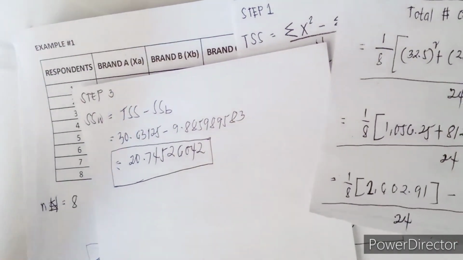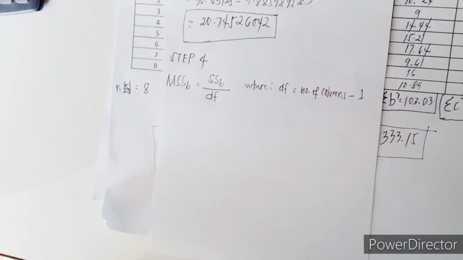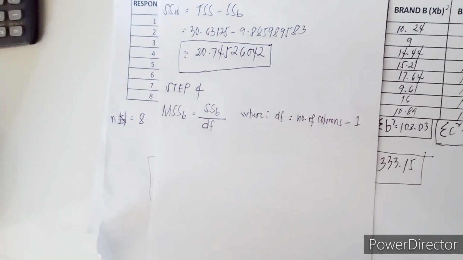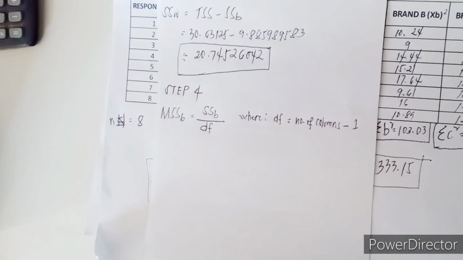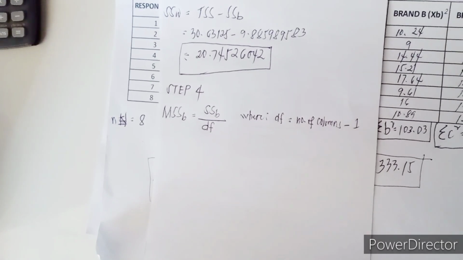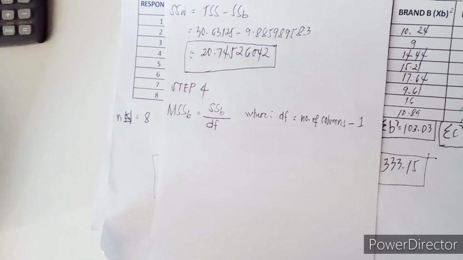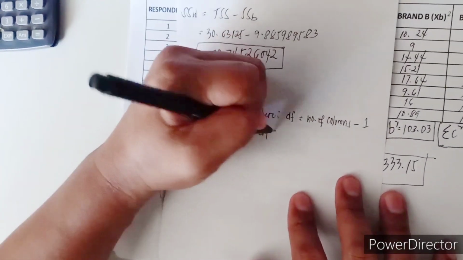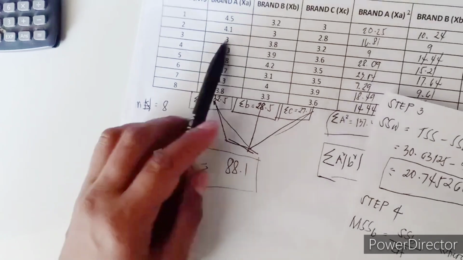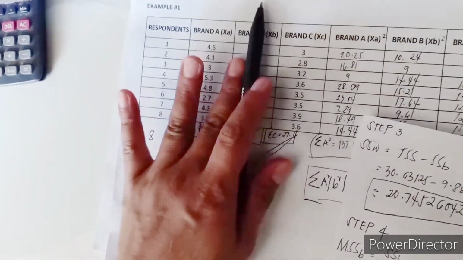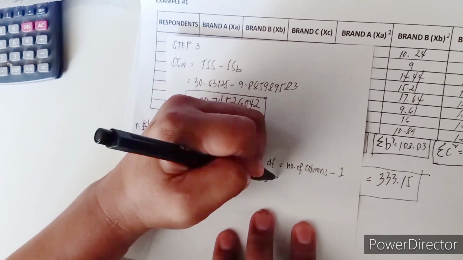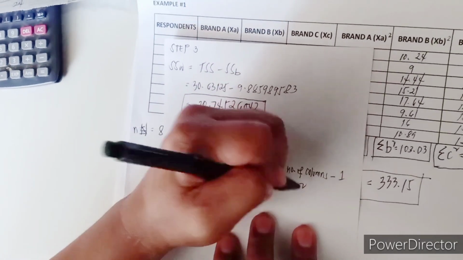So let's proceed now to step 4. Step number 4, malapit-lapit na tayo. Step number 4, itatawagin nating MSSB, ang tinatawag natin mean sum of squares between. And our formula is SSB all over DF, where DF or degrees of freedom is equal to number of columns minus 1. So kunin muna natin si DF. Ilan po number of columns natin? Take note, ang pinag-aaralan natin is brand A, brand B, brand C. So this is 3 minus 1. So our DF would have been 2.